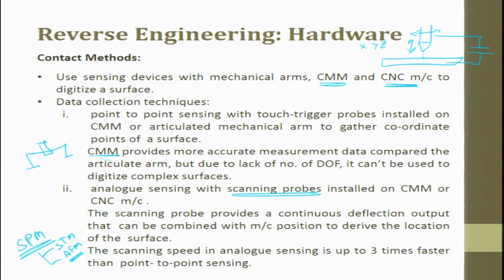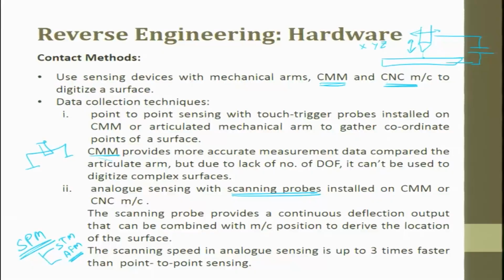When you talk about the nanoscale and microscale, if you want to measure the features, contact measurement is not possible. If the probe diameter is too large, it is not possible. Lasers are not possible, light is not possible. So there we use scanning probe microscopes.